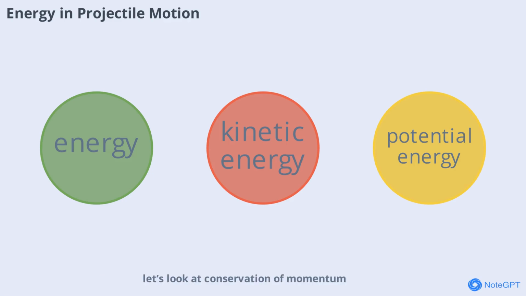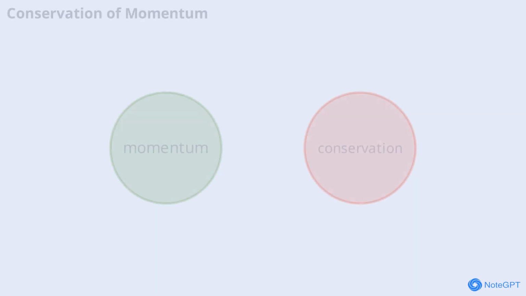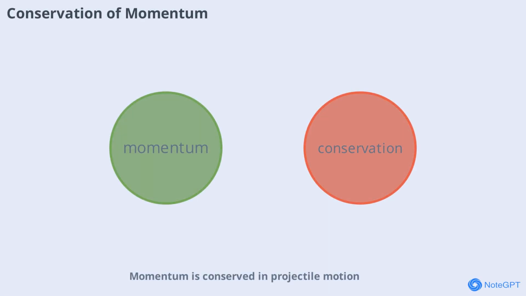Next, let's look at conservation of momentum. Momentum is conserved in projectile motion, especially in collisions or explosions. For example, when a firework explodes, the pieces move in different directions, but the total momentum remains constant. This principle is fundamental in physics and helps solve complex problems.